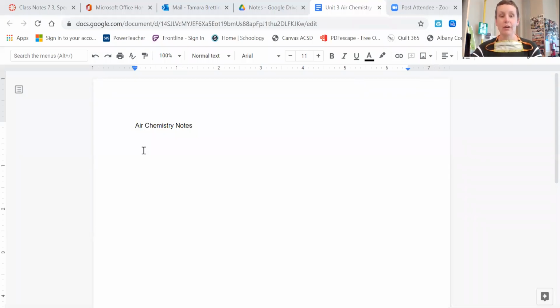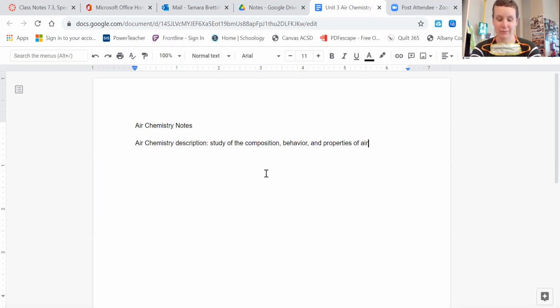All right, so here are the air chemistry notes. I'm going to just start with a little description of what I mean by air chemistry. And that is the study of the composition, behavior, and properties of air. And changes in air. So basically all of those things are going to be included in air chemistry, and that's what this unit is.